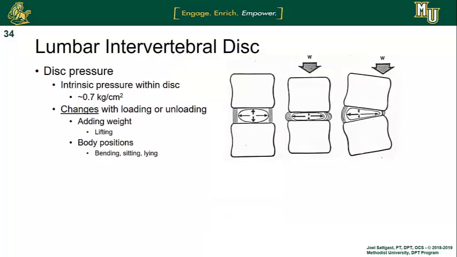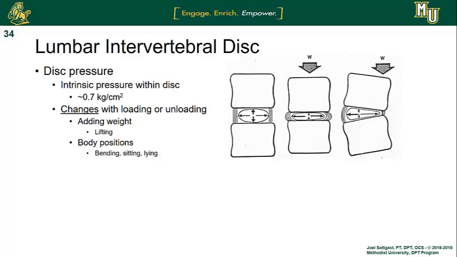Finally, let's consider the role of the intervertebral disc in terms of disc pressure. Intrinsic pressure within the disc is about 0.7 kilograms per centimeter squared. As you load or unload the disc, though, there are changes. So by adding weight and lifting, you can increase the load on the disc, as well as by bending, sitting, and lying.